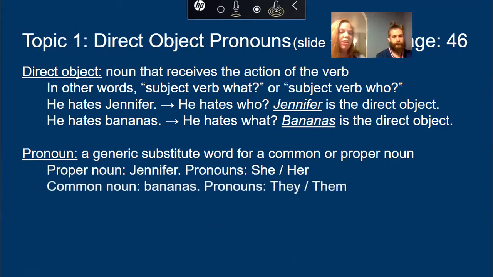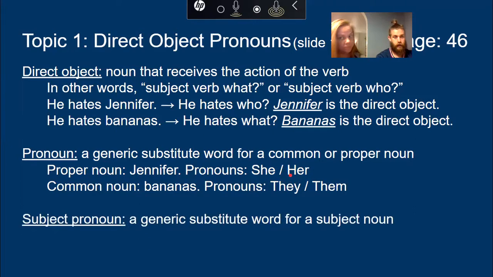So Jennifer is the proper noun. She, her are the pronouns. Common noun is bananas. Pronouns are they and them. So you can replace that common noun with a pronoun. And you can replace this proper noun with that pronoun.